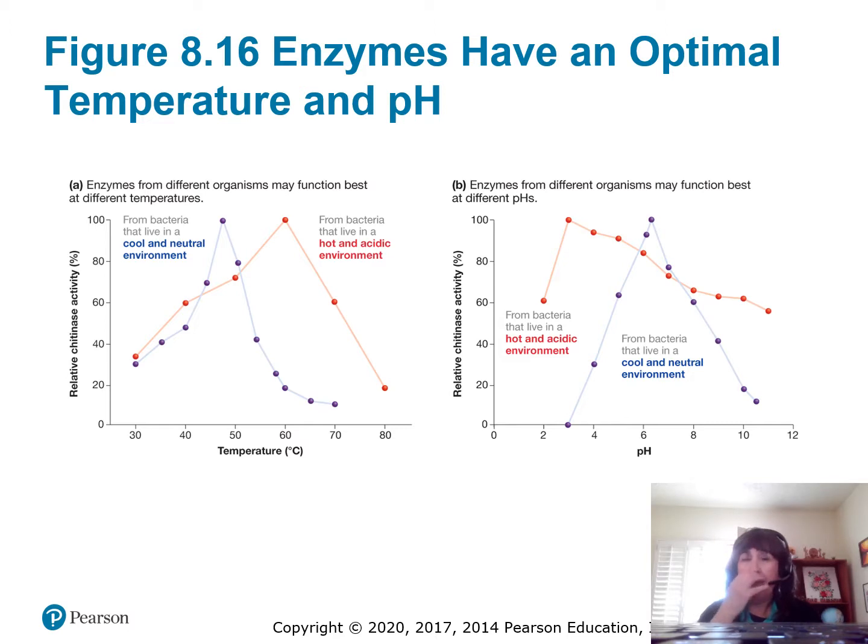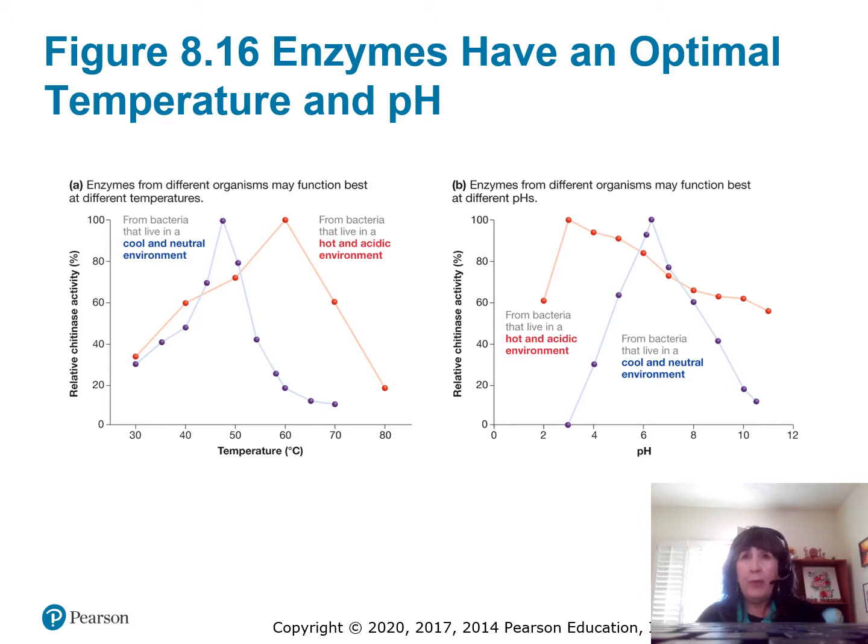So here we see two graphs, and I sort of love these graphs because it's showing bacteria. A bacteria, one that lives in a cool neutral environment and another one that lives in a hot and acidic environment. So if we look at the first graph on the left-hand side, we see that the x-axis is temperature in degrees Celsius. And when I think of 40 degrees Celsius, I sort of think of this is close to our body temperature. So notice here the sweet spot for the cool and neutral environment bacteria is near the 40-degree mark. But if the bacteria comes from a very hot and acidic environment, notice that its optimum temperature for enzyme activity is a little bit past 60 degrees Celsius.